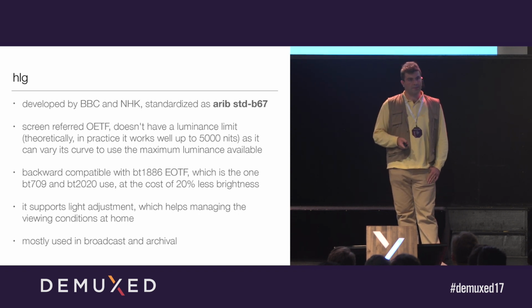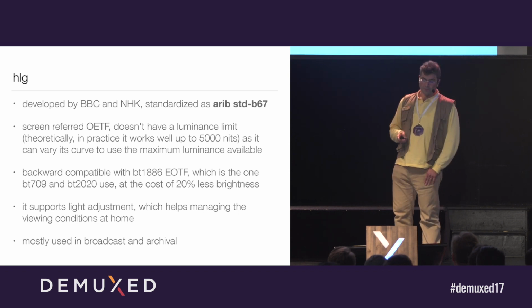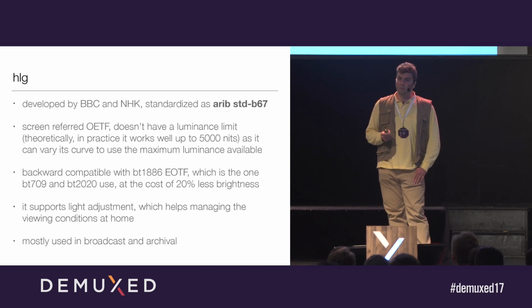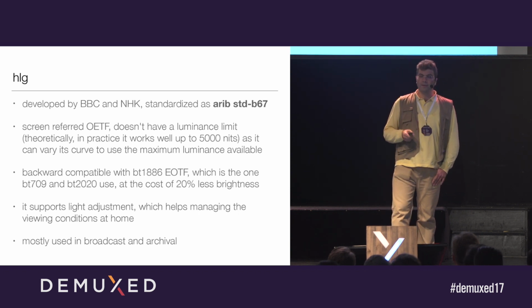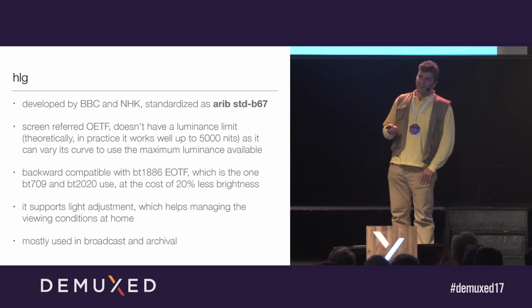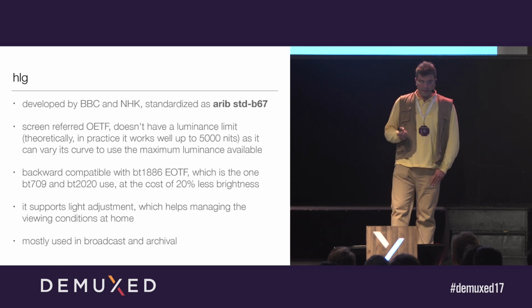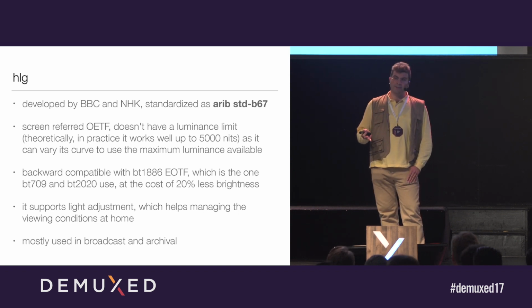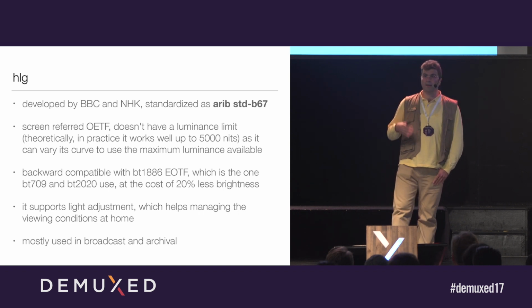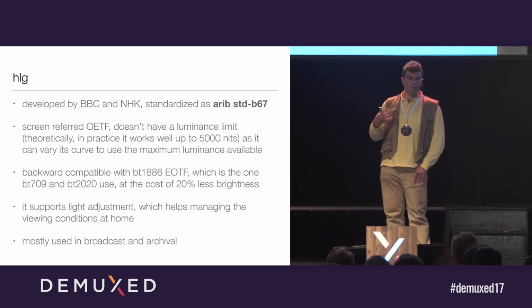And there are two main properties that make this transfer function really interesting. The first one is that it's backward compatible with the BT.1886, at the cost, of course, of reducing darkness. And the other one is that it supports surround illumination. Devices capable of that, which support HLG, can modify the transfer function in accordance with the lighting condition of the viewer.